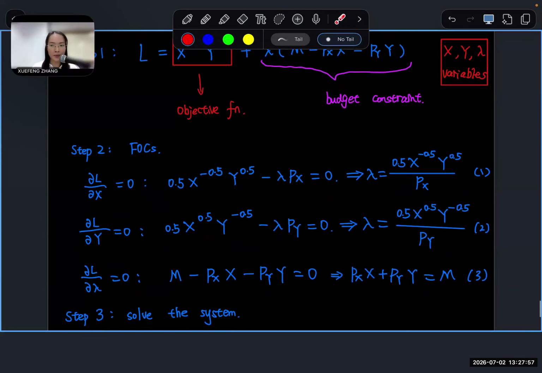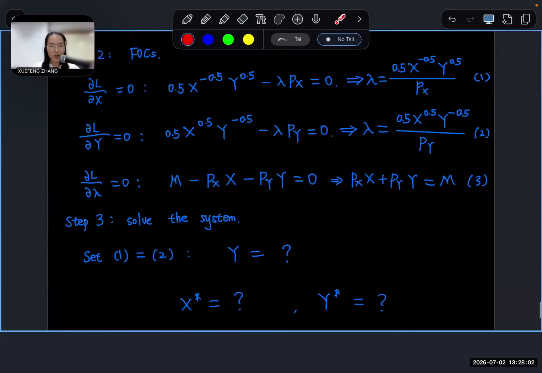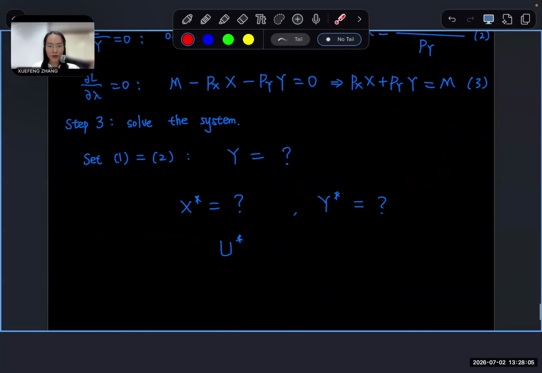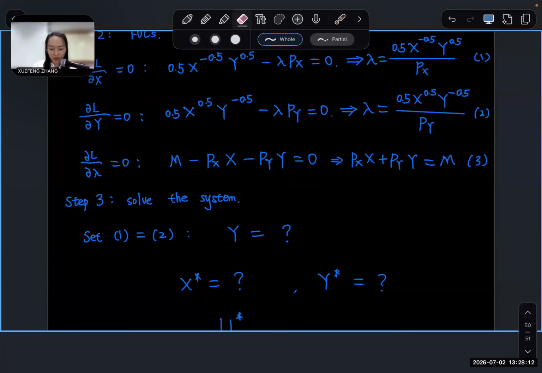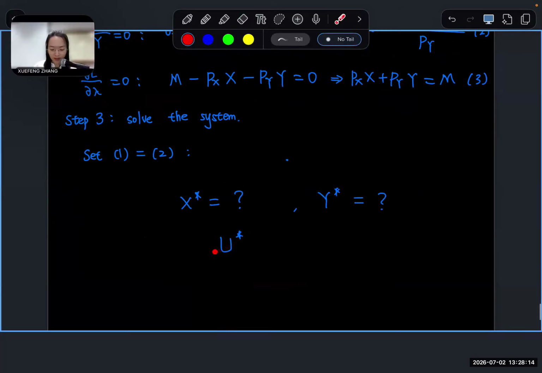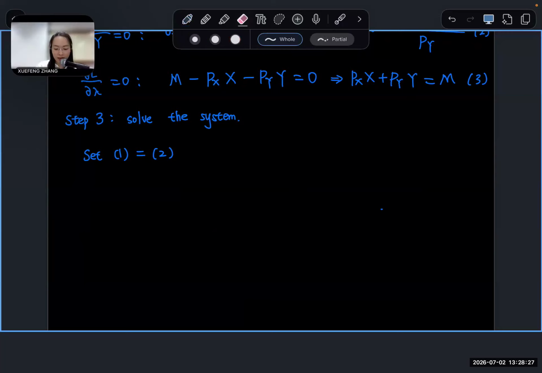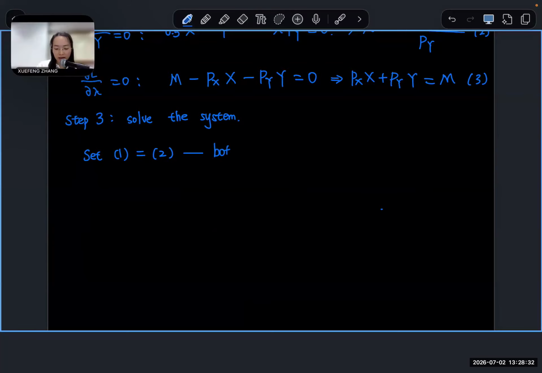This is the step 2. And the last time we finished here. So next one, let's solve the system. How to solve it? Last time I showed you. So we said equation 1 equal to equation 2, right? So let me erase those things. Okay, so let's go step by step. We set equation 1 equal equation 2 because both equal lambda, right?